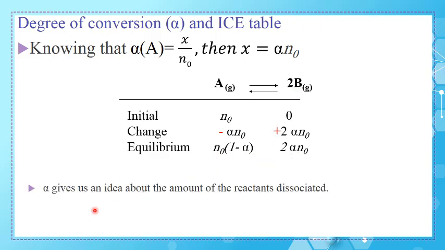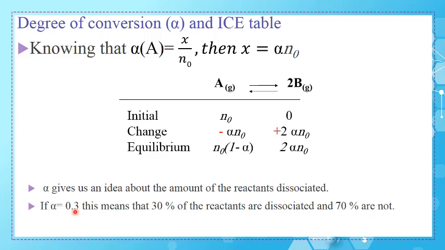Alpha actually gives us an idea about the amount of reactants dissociated or converted. It means if alpha is equal, for example, to 0.3, this means that 30% of the reactants are converted or dissociated and 70% are not. They stay in the reactional system.